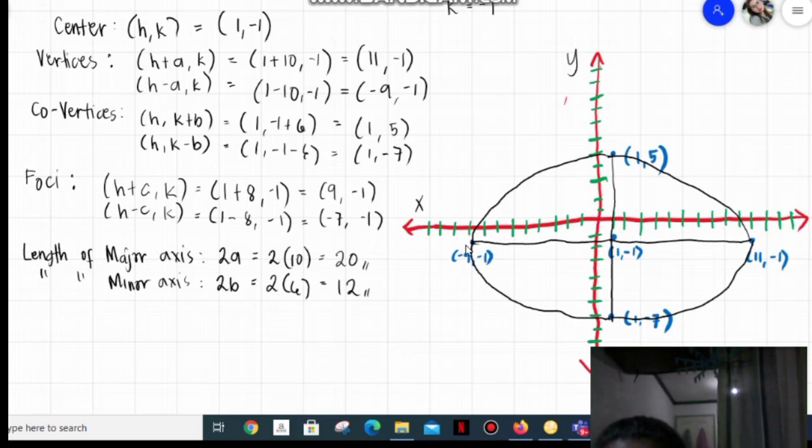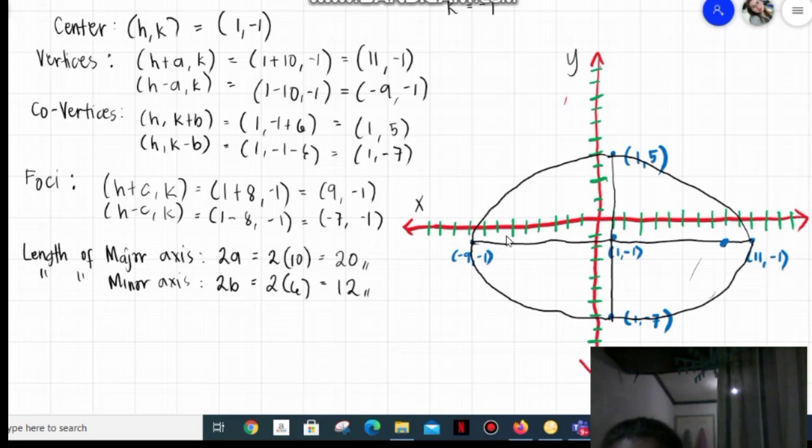Si foci, di ba, dapat nandito siya sa major axis nakalagay. So, pwedeng i-point nyo muna si foci bago kayo mag-draw. So, ang foci natin is (9, -1): 1, 2, 3, 4, 5, 6, 7, 8, 9, and then negative 1. So, nandito si foci. Ayan. And then, meron pa tayo isang foci, which is the (-7, -1). So, ito ulit yung ating origin: 1, 2, 3, 4, 5, 6, 7. Negative 7 and then negative 1.